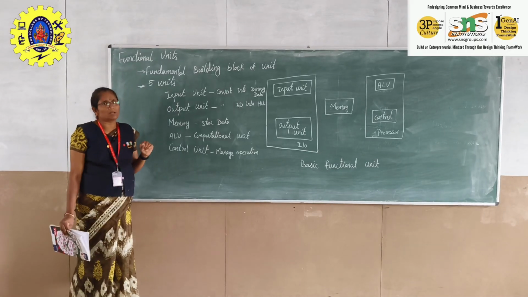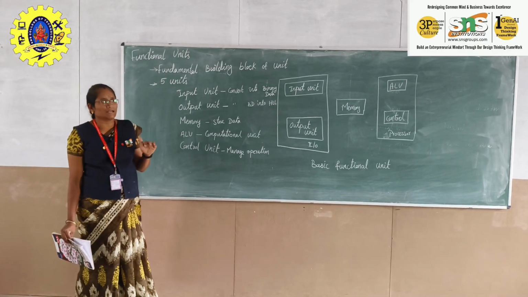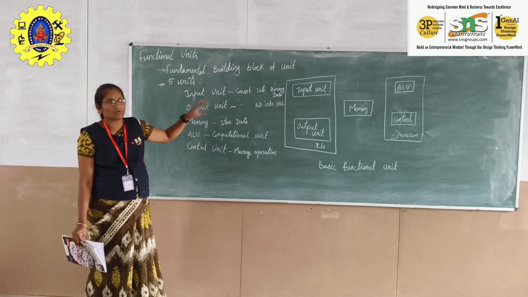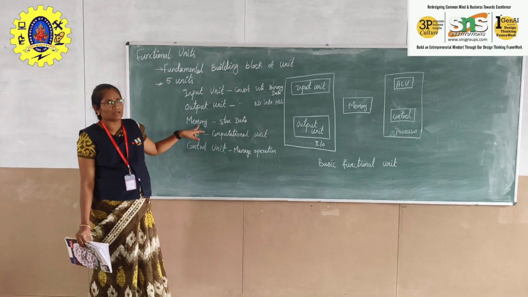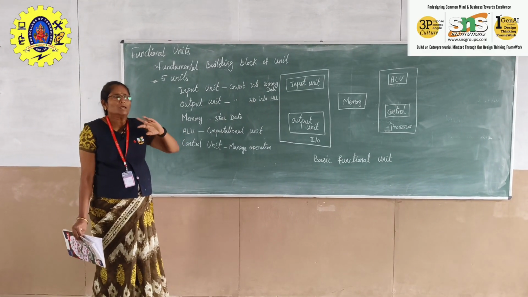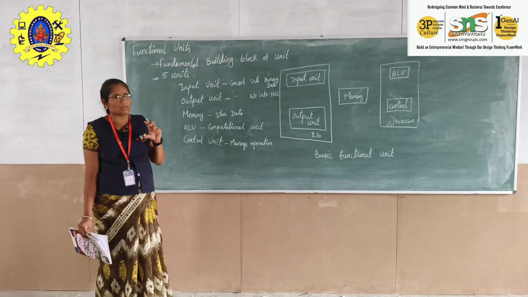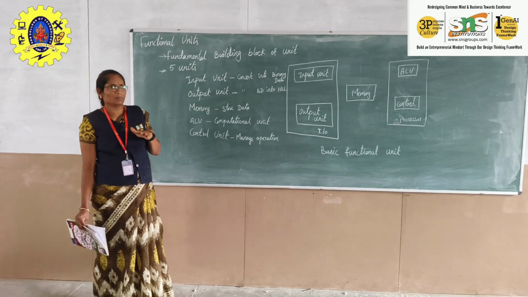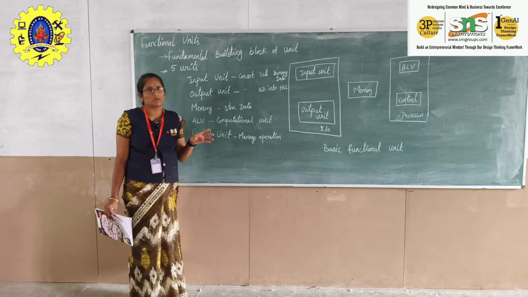The next one is the memory unit. The memory unit is used to store the data, whatever data we give in the input unit and output unit, so that it is stored for further reference. While storing the data, it is stored either in primary or secondary memory. Primary memory is used to store the data in the computer itself, like RAM, ROM, EEPROM. For the secondary storage, for example, we will use a USB.